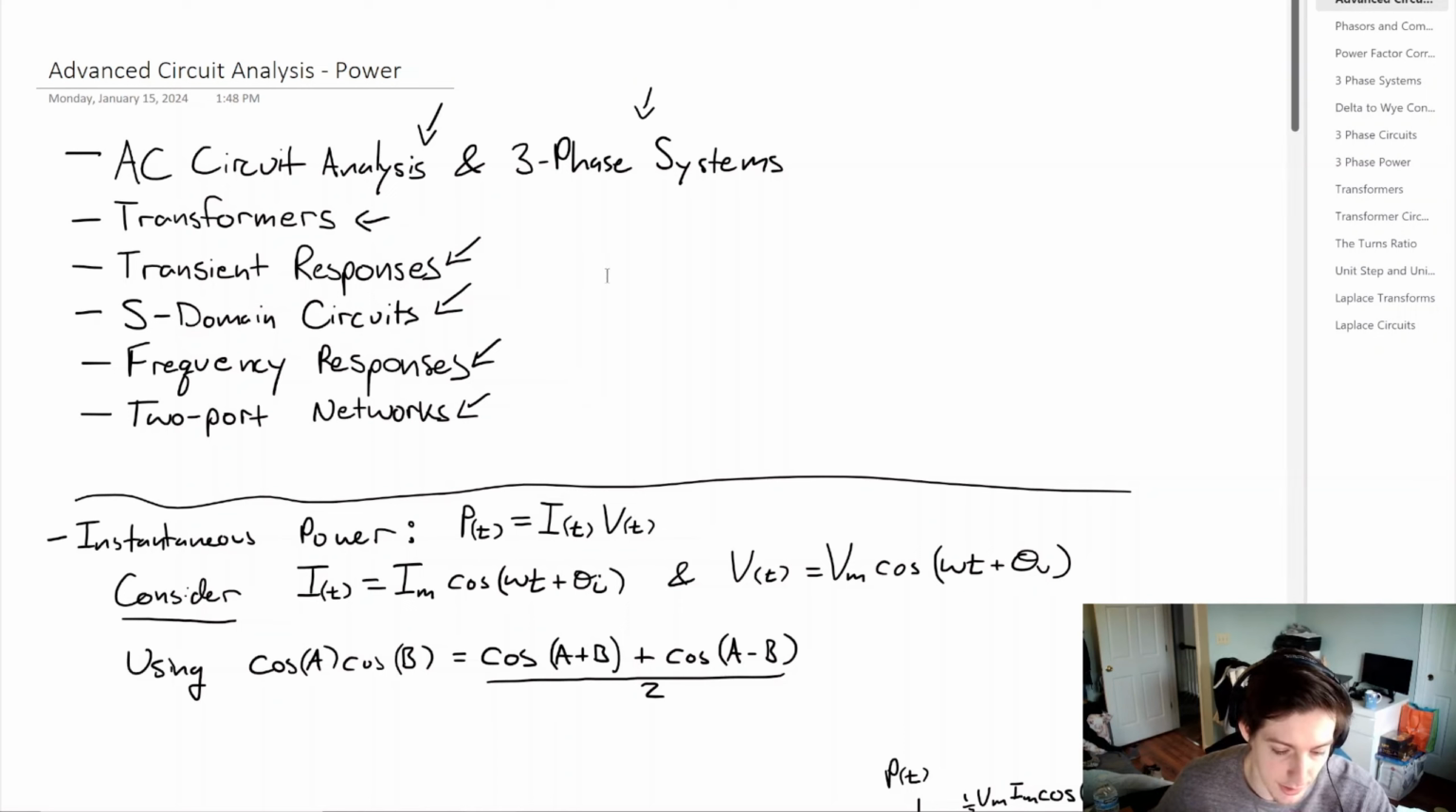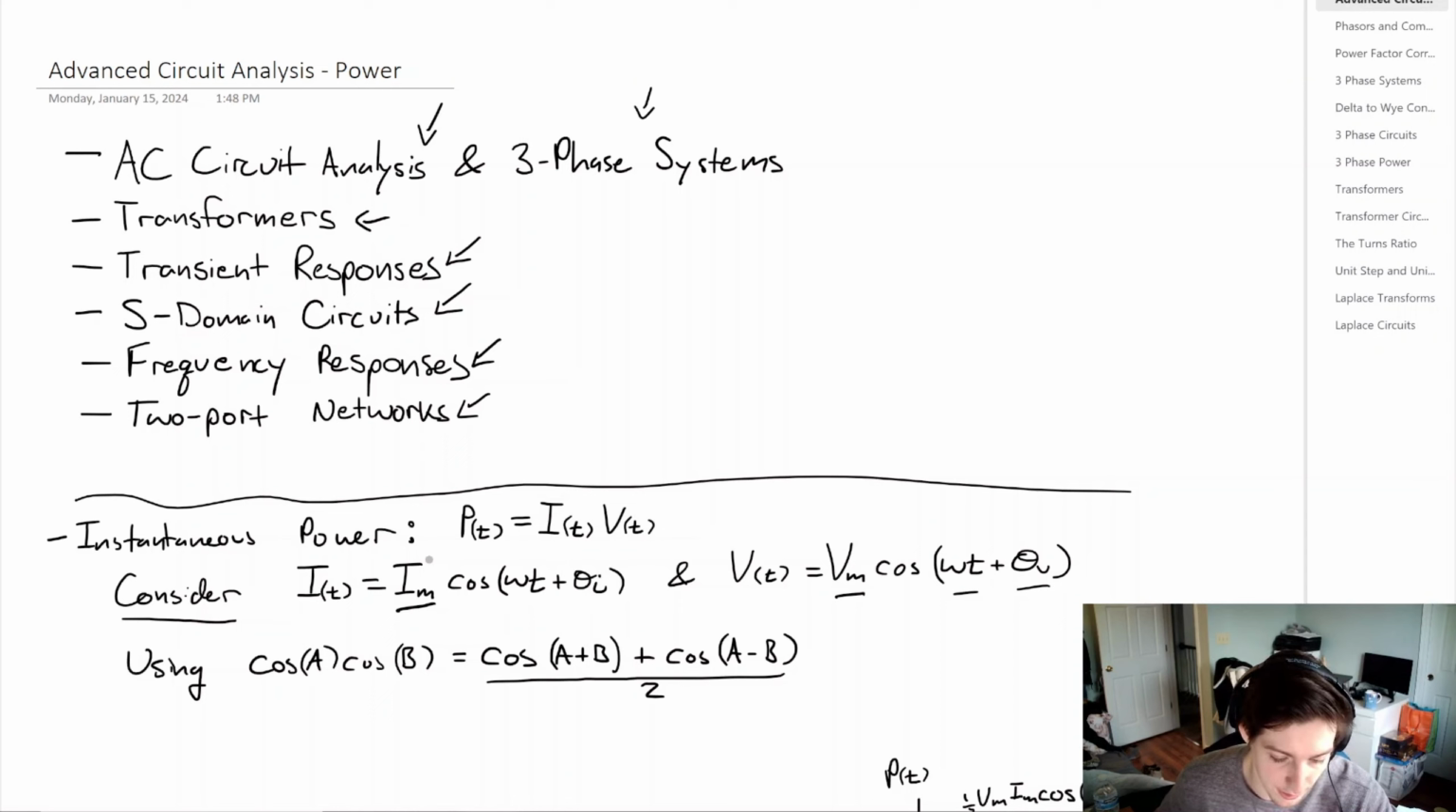As a slight recap, we're just going to look at instantaneous power. Recall that power is defined as the current times the voltage. If we consider a current given by some magnitude Im times cosine of omega t plus theta I, where omega is your angular frequency and theta I is your phase, and a similar representation of the voltage, we can multiply these two together to get the instantaneous power.